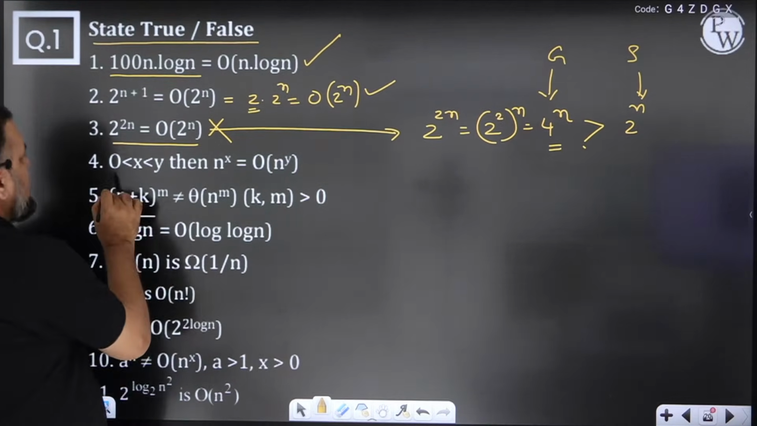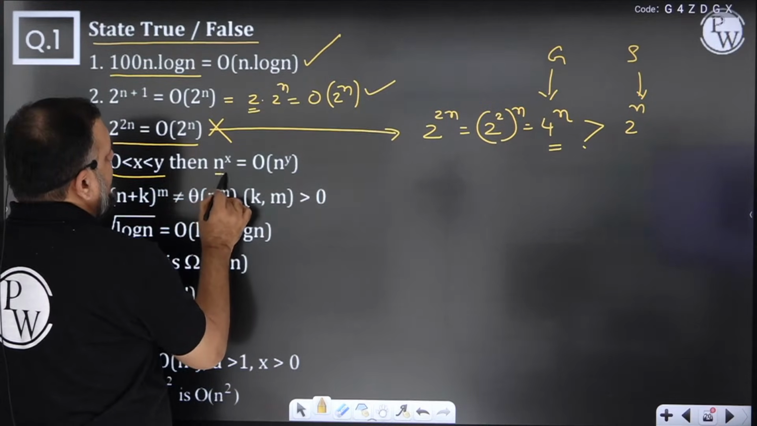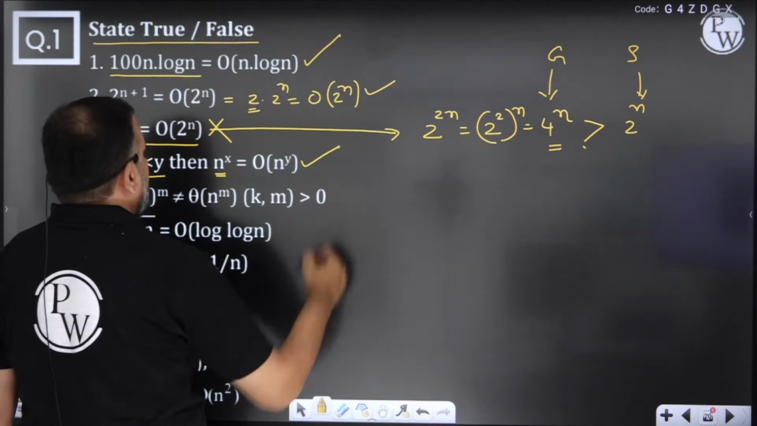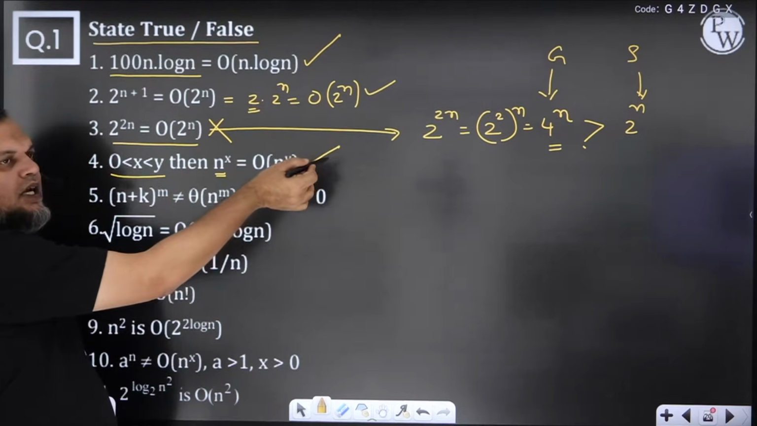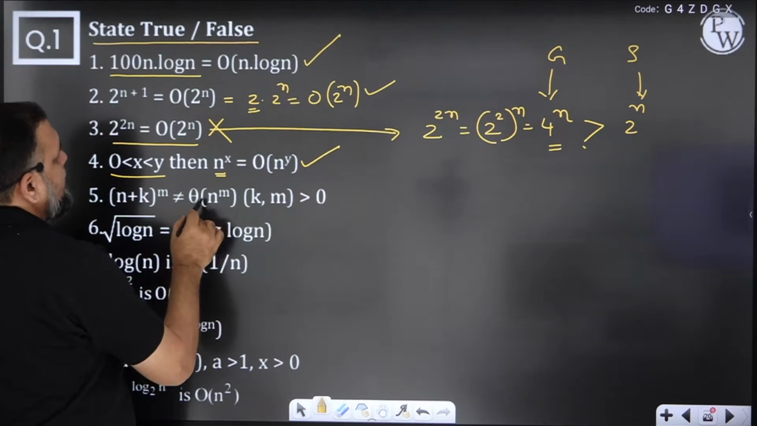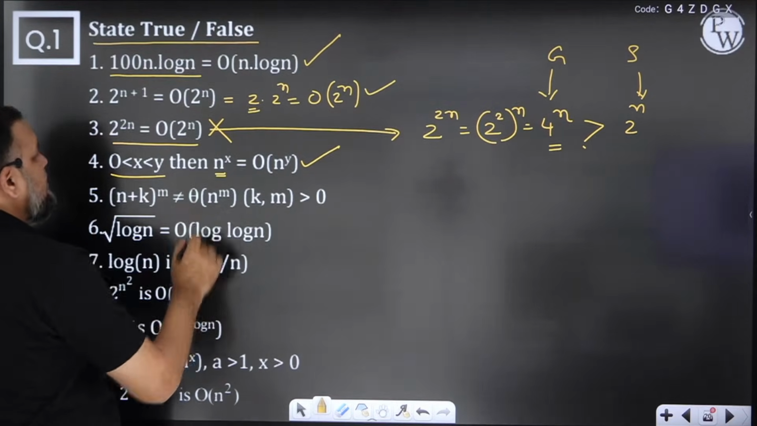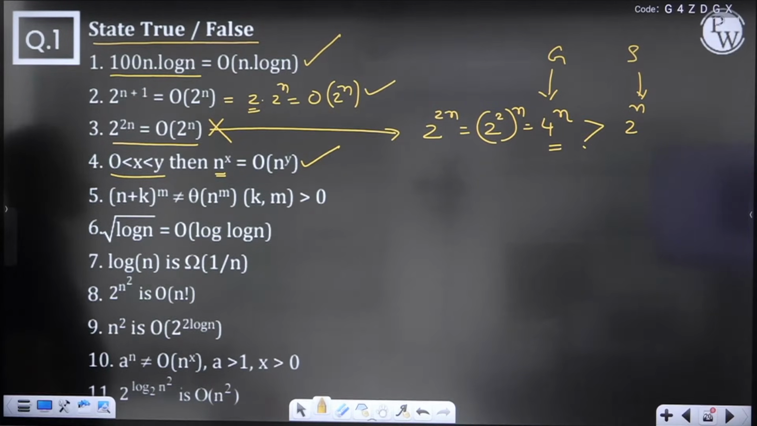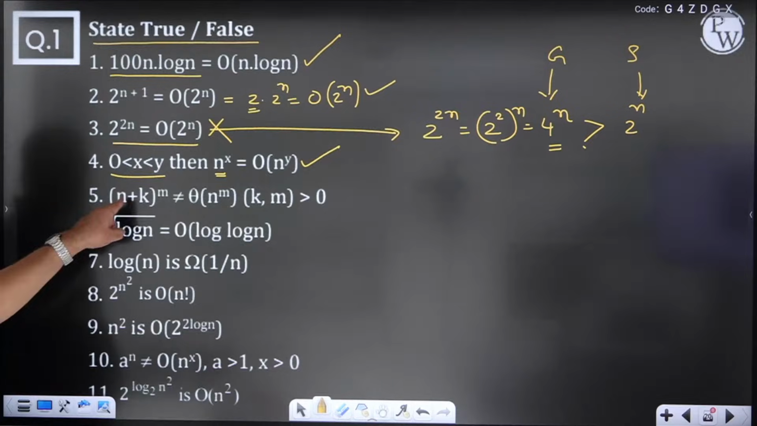Very good. 0 is less than x less than y. N power x polynomial is order of n power y. Very much true. N square is less than n cube, for example. Very correct. N plus k power m is theta of, is not equal to theta of n power m. Is it true or false? Very good. Fifth one, is it true or false?